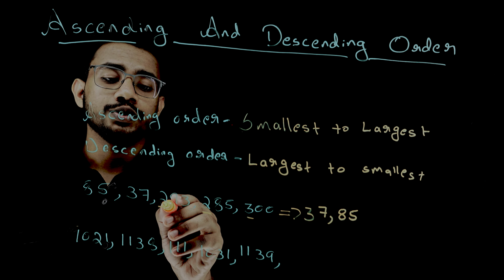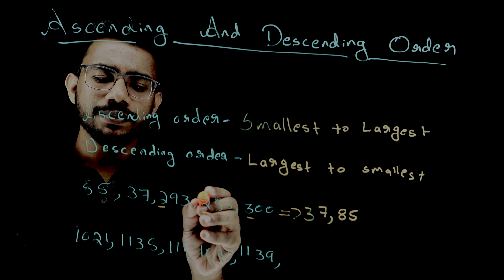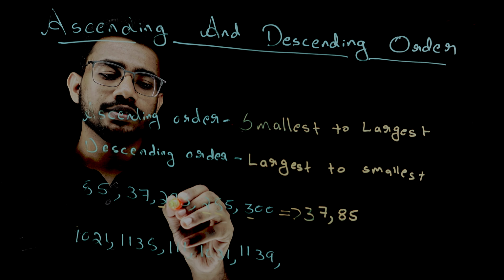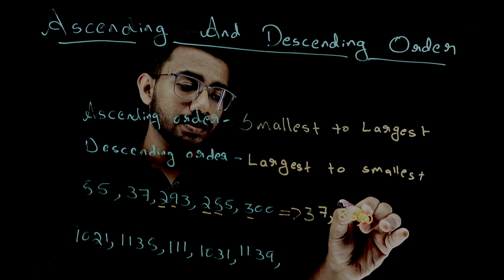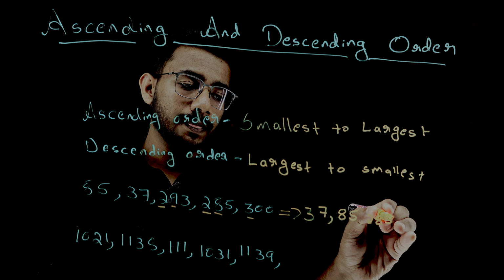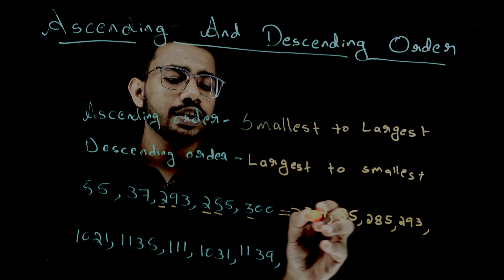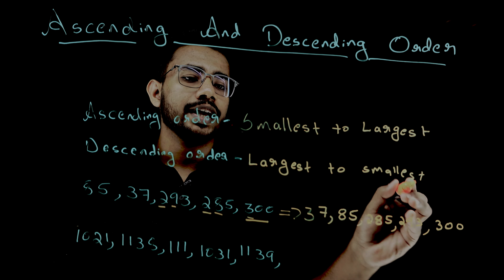Now which is larger? 293 or 285? The first digit is the same, so we have to compare the second. 9 and 8. Which is smaller? 8 is smaller. That makes the next number 285, and after that I will be having 293. And now there is only one number remaining, that is 300. So that will be my ascending order.